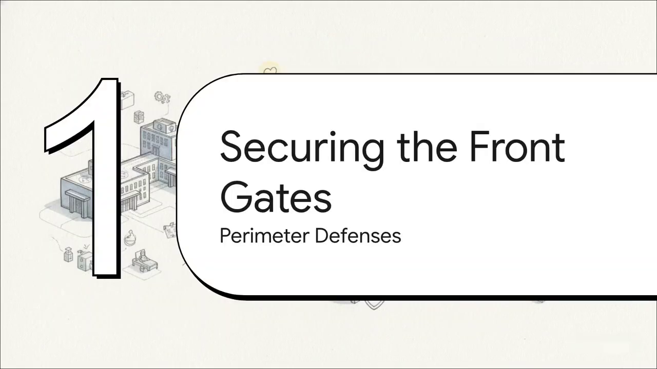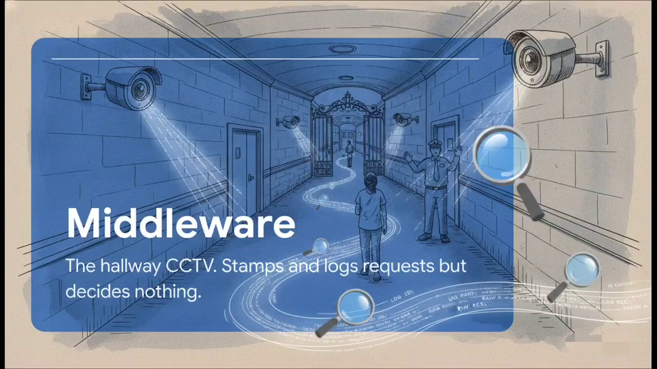Moving right along to Section 2, Securing the Front Gates. Let's look at our perimeter defenses. Okay, so the hospital is fully built, it's carefully zoned by our NX monorepo laws, the staff are all in place, and the front doors are officially open. Let's see what happens when a patient walks up to the front gates.